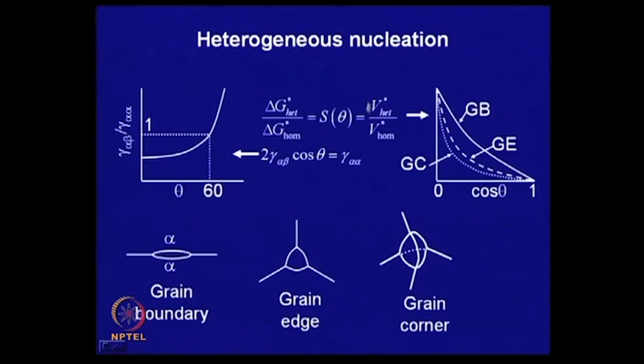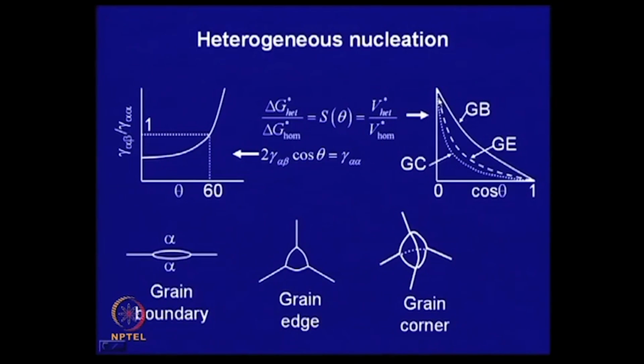And if you look at the heterogeneous case, you can easily show that the volume of the heterogeneous activation hill over the homogeneous activation hill is exactly equal to the shape factor, and this is also equal to the ratio of the volume of the critical nucleus under heterogeneous condition to the volume under homogeneous nucleation.